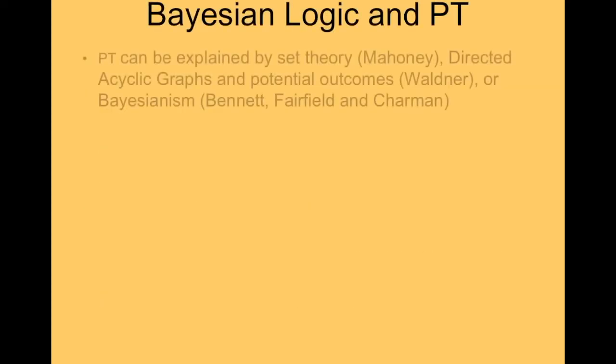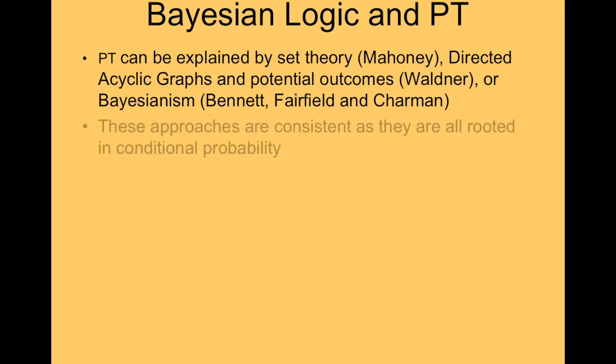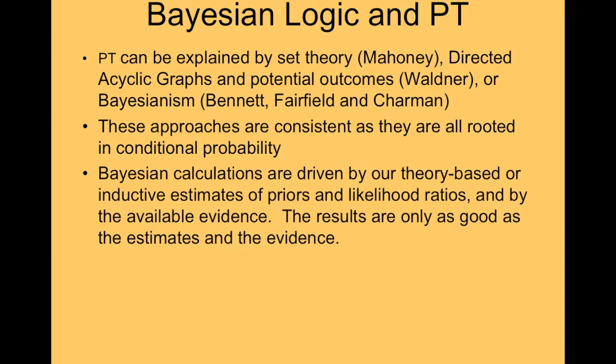Okay, so process tracing can be explained using set theory, which Jim Mahoney has done, or using directed acyclic graphs and potential outcomes, which David Waldner has done, or it can be done using Bayesianism, as I have done and Tasha Fairfield and Andrew Charman have done. These approaches are all consistent, I would say. They're all rooted in conditional probability. And so I don't see any functional differences among them.